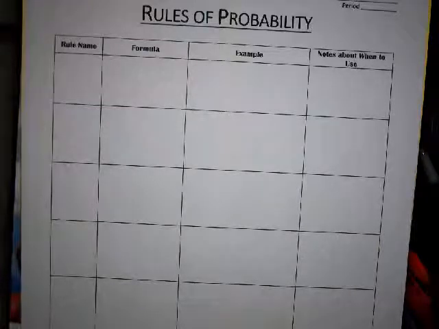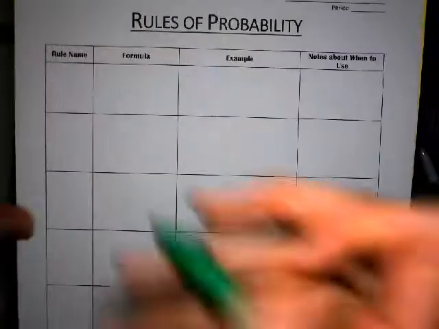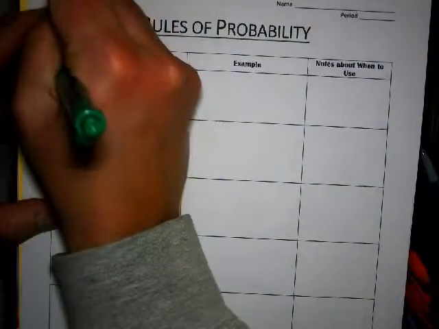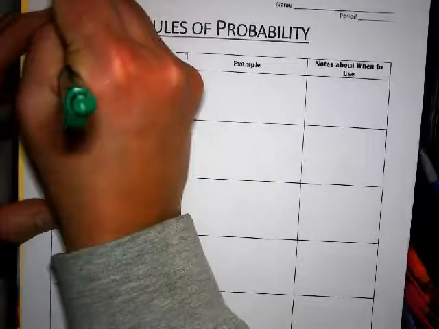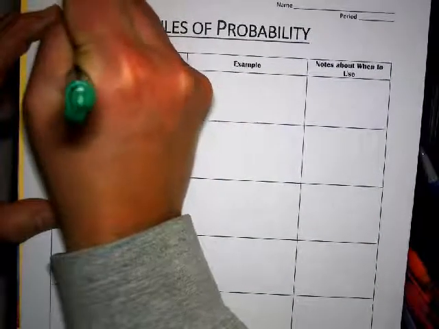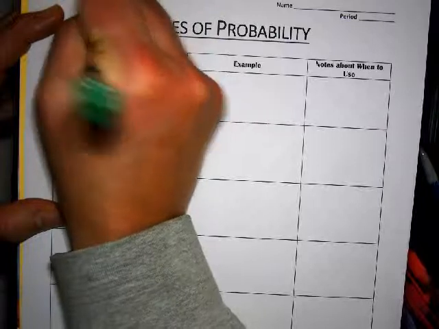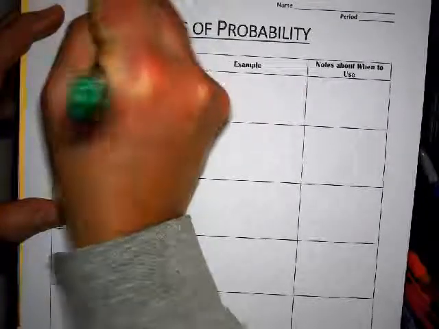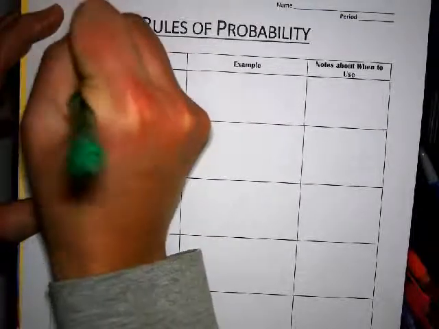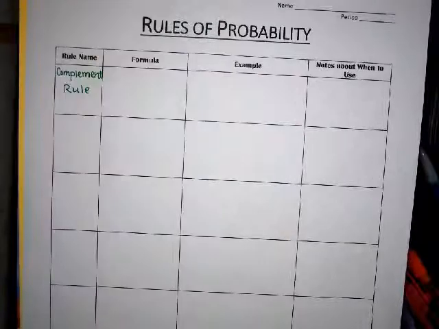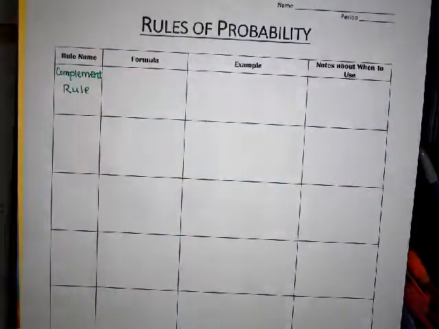So our first rule that we learned was the complement rule. And I'm going to tell you right now, my handwriting's too big. Even when I know to write small, I did fit it in that time. I'm not going to be able to stay in the boxes.